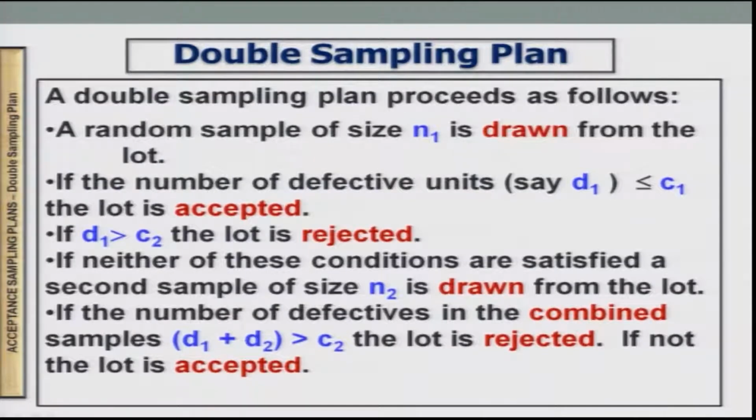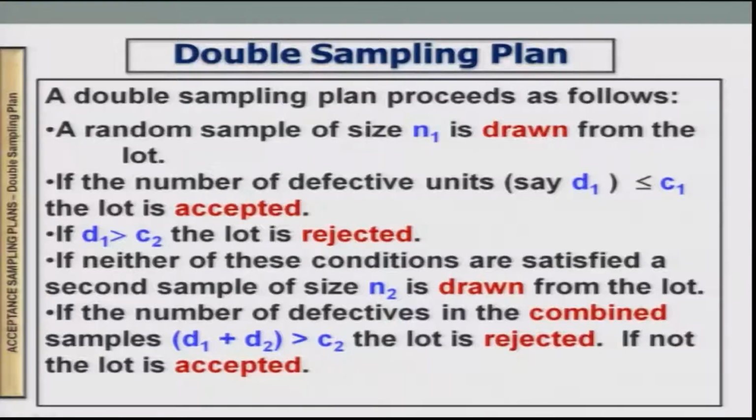So, the double sampling plan is basically what I mentioned in words, and it comes out like this. A double sampling plan proceeds as follows. In the first step, a random sample of size N1 is drawn from the lot. If the number of defects, D1, for the first sample is less than or equal to C1, the lot is accepted. In case, for example, D2 is greater than C2, then obviously the lot is rejected. C2 is basically the total sum of defects which you will have in the two pickings you are doing.